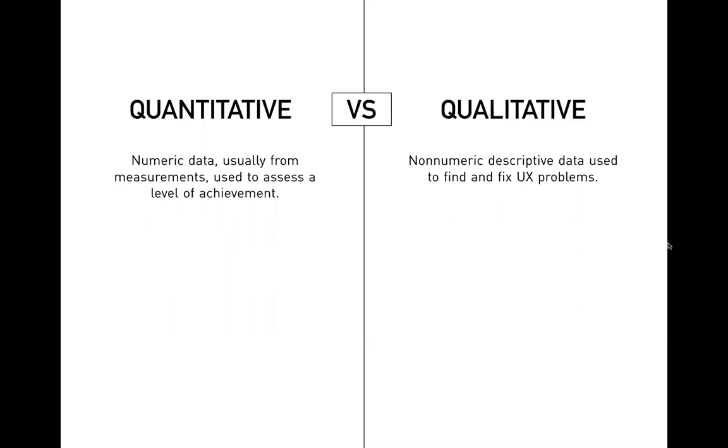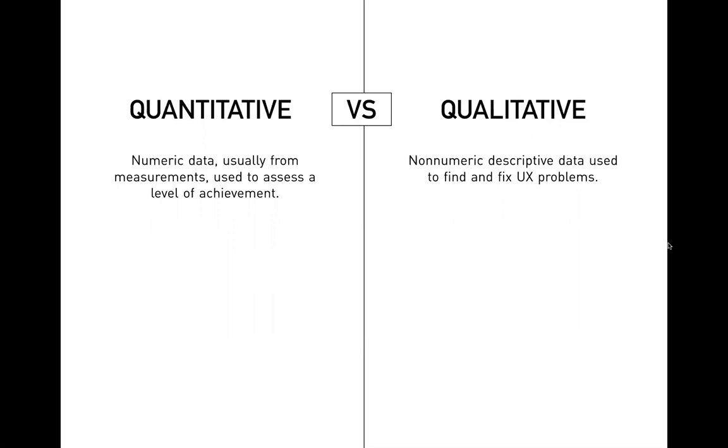So quantitative versus qualitative. This is probably the most basic of terms that we'll cover. You might have heard of it before, but quantitative just means numeric data, usually from measurements used to assess a level of achievement, versus qualitative, which is non-numeric descriptive data used to find and fix UX problems.